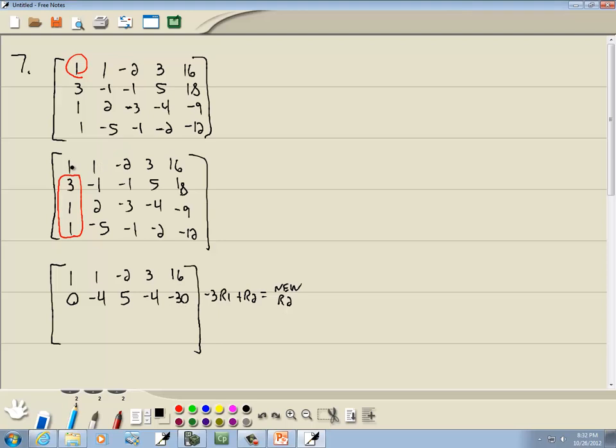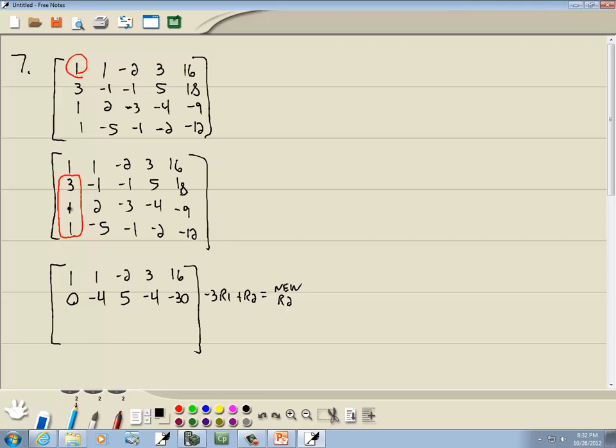Negative 3 times 1 is negative 3, plus 3 is 0. Negative 3 times 1 is negative 3, negative 1 is negative 4. Negative 3 times negative 2 is 6, minus 1 is 5. Negative 3 times 3 is negative 9, plus 5 is negative 4. Negative 3 times 16 is negative 48, plus 18 is negative 30. That looks right.